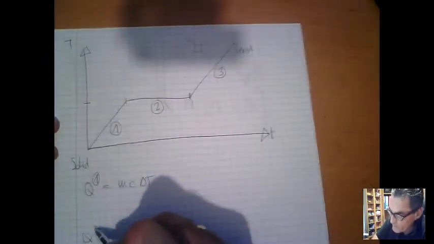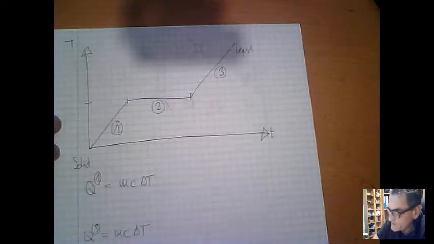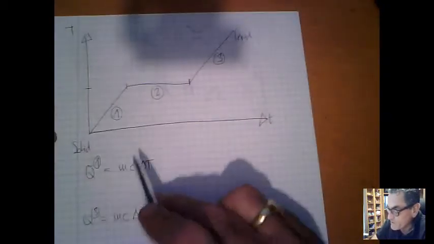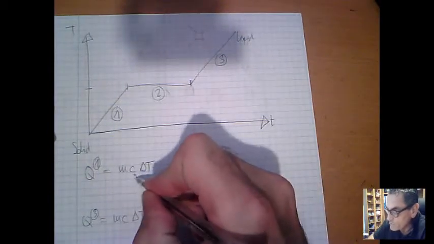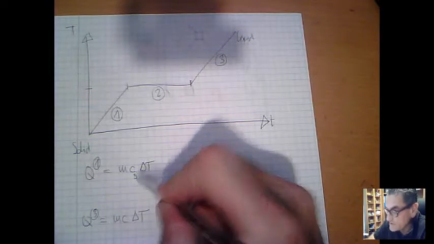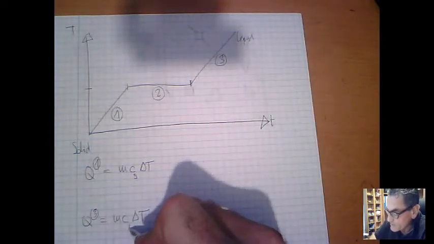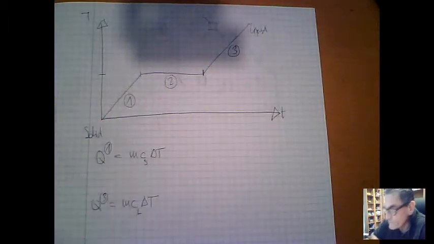For the Q3, it's also the normal formula MC delta T, but be careful because here you have a solid, so it's going to be the specific heat of the solid, and here you have a liquid, it's the specific heat of the liquid, which are generally different.